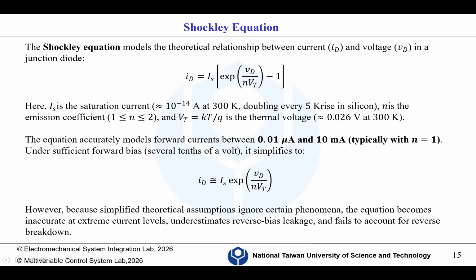So we have two ways to get this characteristic diagram. The first way is by measurement. As we previously said, we adjust the voltage across this diode and measure the current, and then we can draw this characteristic diagram. And the second way is we can use a mathematical equation to approximate the curve.